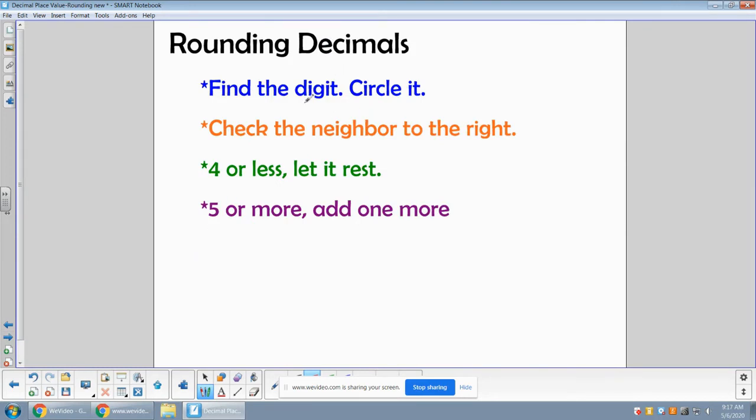So when we're rounding, the first thing you do is find the digit that you're rounding to and either circle it or underline it or highlight it. Check the neighbor to the right. So we look at the number just to the right of the one we're rounding to, and if that number is 4 or less, then we let the one that we circled rest and stay the same. If the number to the right of the number we're rounding is 5 or more, we add 1 to the number that we circled or underlined.